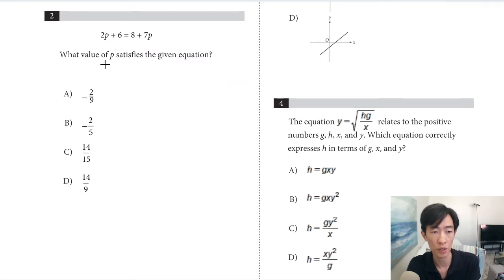Question 2, what value of p satisfies the equation? So you should be able to do this in your head. Subtract 8 from both sides, you're going to get negative 2 on the left. Subtract 2p from both sides, you're going to get 5p on the right. And then divide both sides by 5, p equals negative 2/5. You could also plug in p if this were a harder problem, but it's number 2, so probably not necessary.